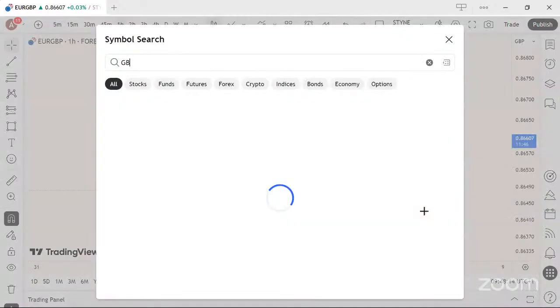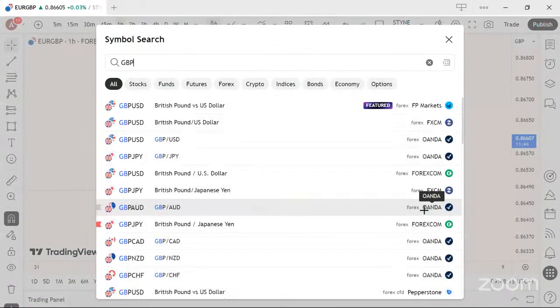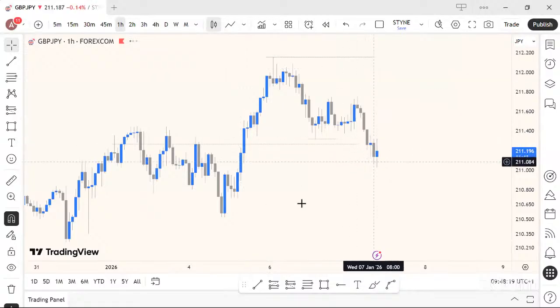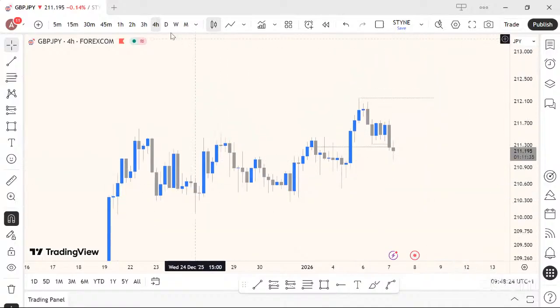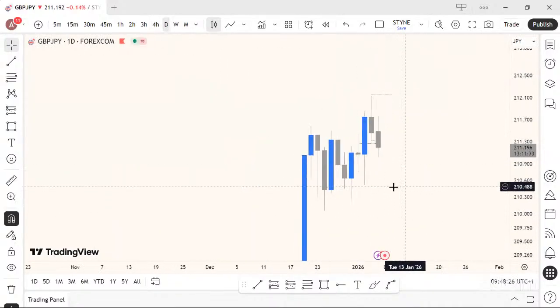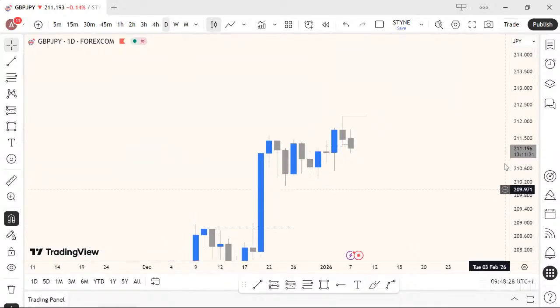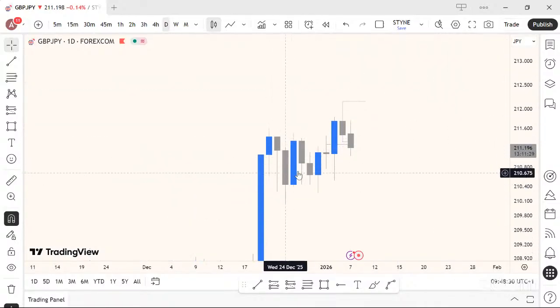GBP JPY. I'm trying to buy these JPY pairs from this GBP JPY. I had a trade here this morning, but this one got stopped out, so I'm trying to see how I can still enter. So GJ, look at it now. You know how we come to the market and we care about the most recent expansion.